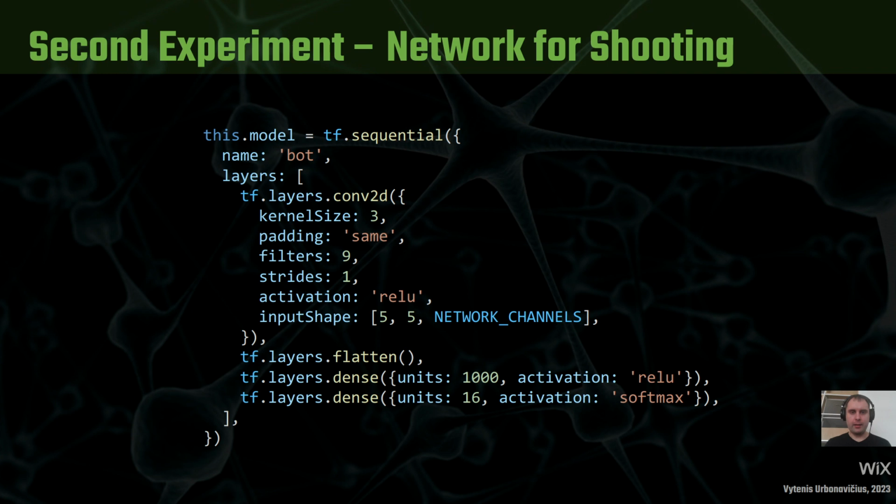And this is the concept of how my shooting part of the neural network worked. So I had a convolutional layer which was trying to analyze the map, and after this convolution there were a few dense layers trying to make a decision which way to shoot if shooting is needed. Now, I had a rough idea of how the shooting needs to work.